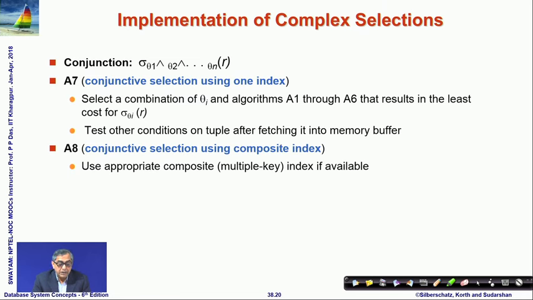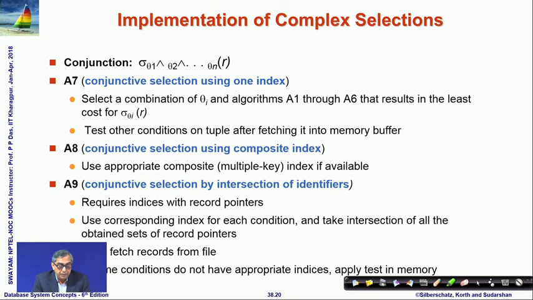You can also do conjunctive selection using a composite index. Depending on the attributes involved in theta 1, theta 2, theta n, we may have a multi-key index, and that decision, as to whether I have a multi-key index or what that multi-key index is, of course depends on the earlier statistics. But if we have a multi-key index which is an appropriate composite index, then we can use that and more directly get the result, which will be more efficient.